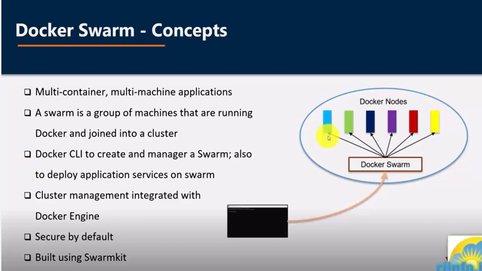As we see in this diagram, there are multiple nodes joined to make a cluster. We use the Docker engine CLI to give instructions to the Docker swarm. All these instructions are directed towards the swarm manager. The swarm manager decides which, where, and how to execute these instructions.